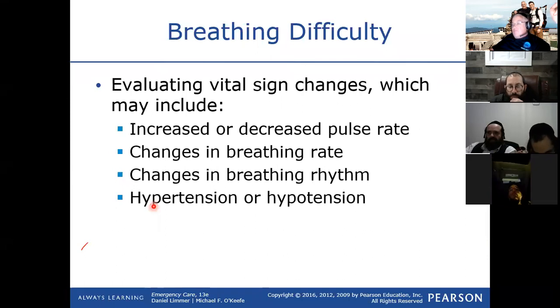Again, rhythm-wise, most of the time people having trouble breathing breathe regularly. Rhythm means the time between each breath is the same. The only time you're going to see irregular breathing is with a head injury.